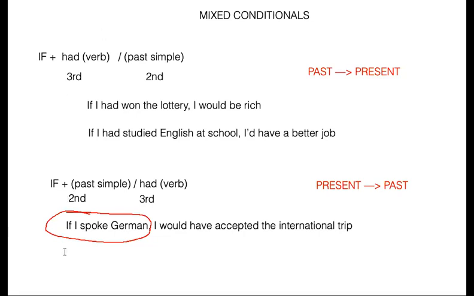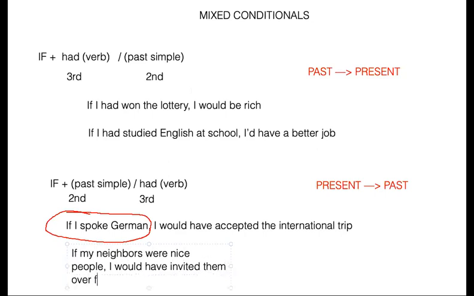Now let me give you another example. If I, again in red, why does this, oh yeah, because I have the line in red. Okay, if you say, if my neighbors were nice people, I would have invited them over for Christmas.